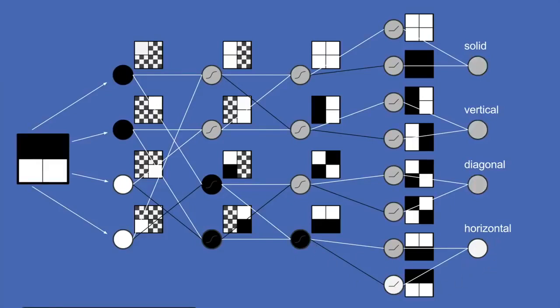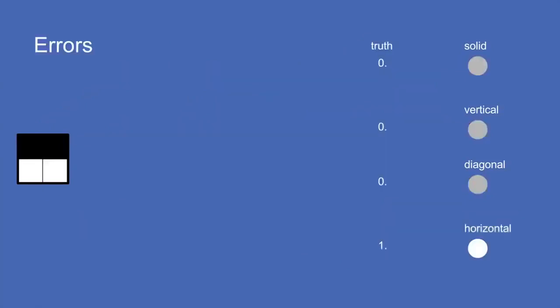And so when we finally get to the output, we can see they're all 0 except for this horizontal, which is positive, and that's the answer. Our neural network said this is an image of a horizontal line. Now, neural networks usually aren't that clean. So there's a notion of, with an input, what is truth? In this case, the truth is this has a 0 for all of these values, but a 1 for horizontal. It's not solid, it's not vertical, it's not diagonal. Yes, it is horizontal.